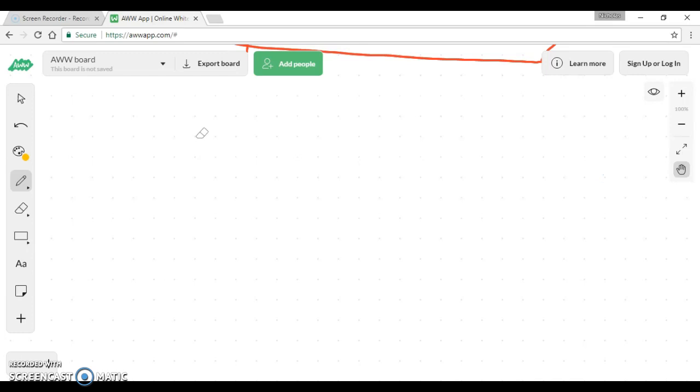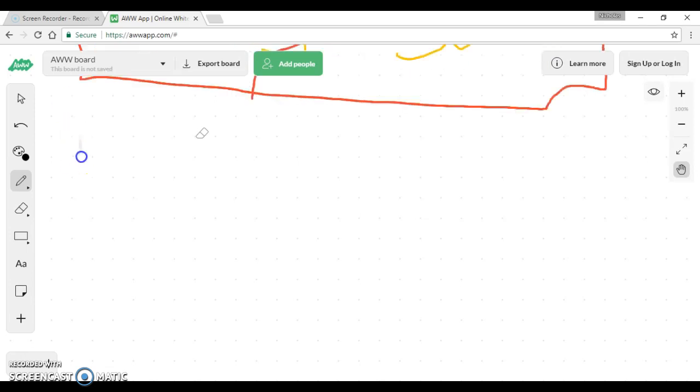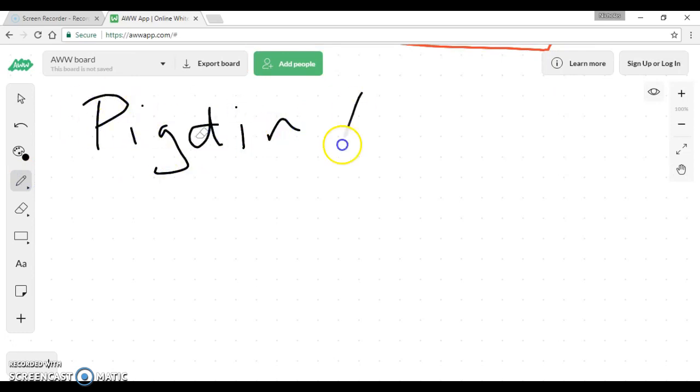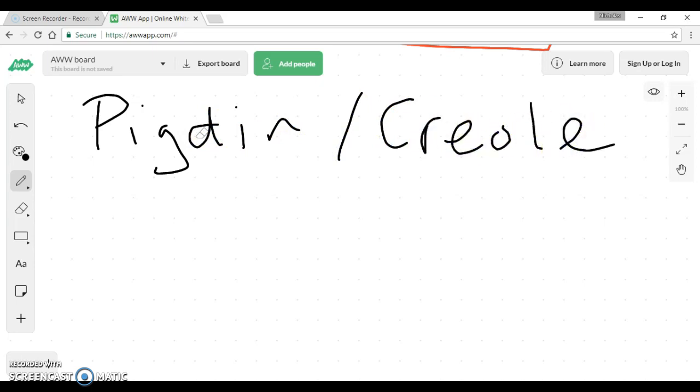So one of the other concepts that we talked about is how people of different languages communicate with each other. And we talked about a couple of different things. We talked about pidgin or Creole languages. And these are examples of simplified languages or mixtures of languages from different groups.